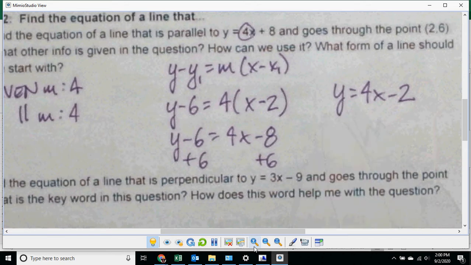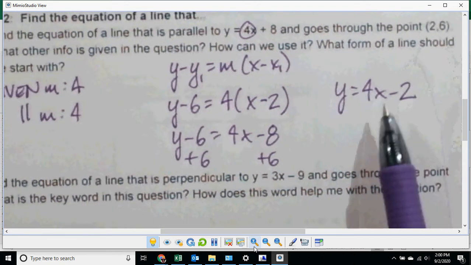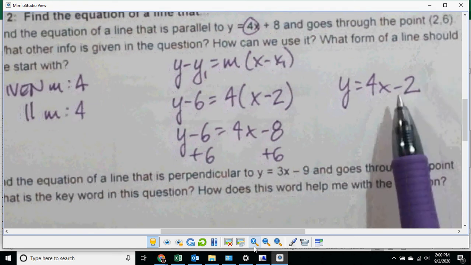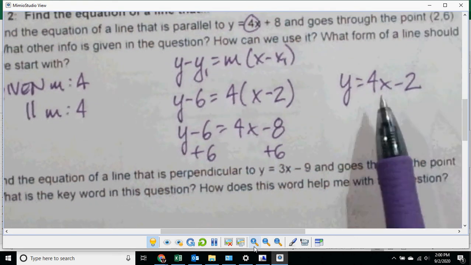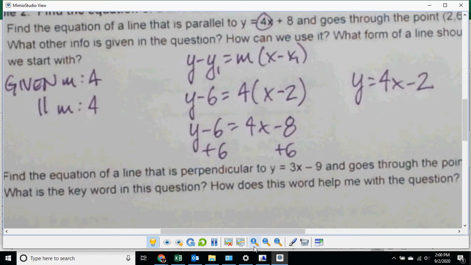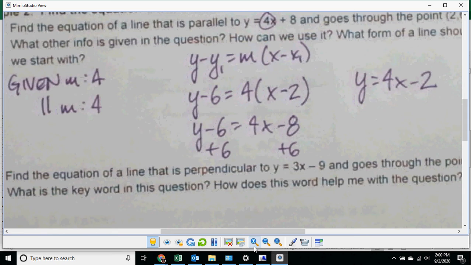We're not done. We have to check. Let's plug in x equals 2. 4 times 2 is 8. 8 minus 2 is 6. That goes through 2, 6. And its slope is 4. So we got that one right. I am happy and satisfied with it. All right?